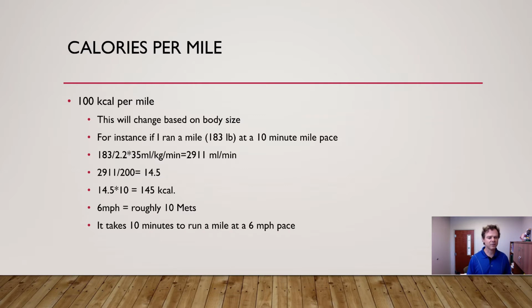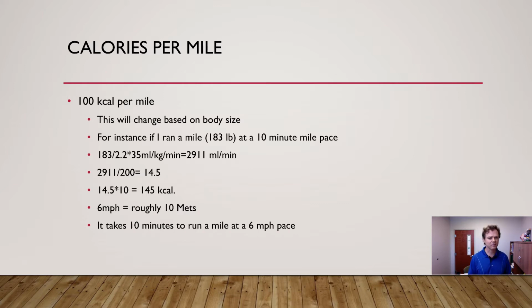So I divided that number by 200, which goes back to the metabolic equations, and I get 14.5 kilocalories. So that's 14.5 kilocalories per minute. And then I'm running for 10 minutes, so I multiply the 14.5 times 10, get 145 kcal. So if I run a mile, then it's about 145 kilocalories.